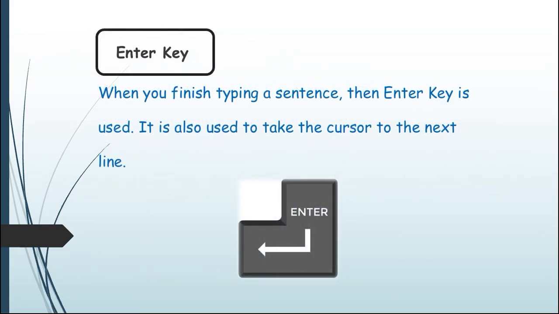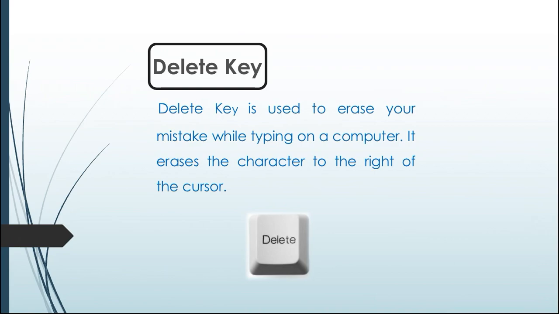Then we have the enter key. When you finish typing a sentence, then the enter key is used. It is also used to take the cursor to the next line. The enter key is used, like, if you are done with something, press enter and the function is done. If you're writing something and you want to shift to another line, then press enter. We can skip the line and shift to another one. Delete key. Just like I told you, if you want to delete something you have typed mistakenly, press the delete key.